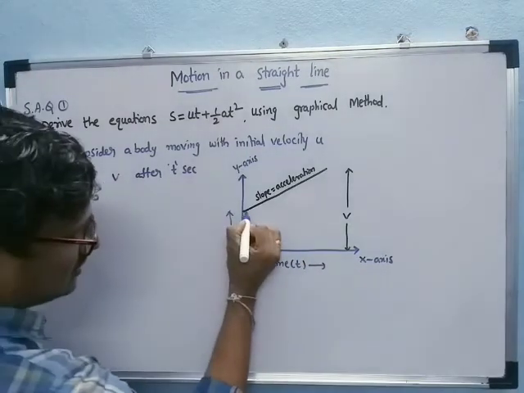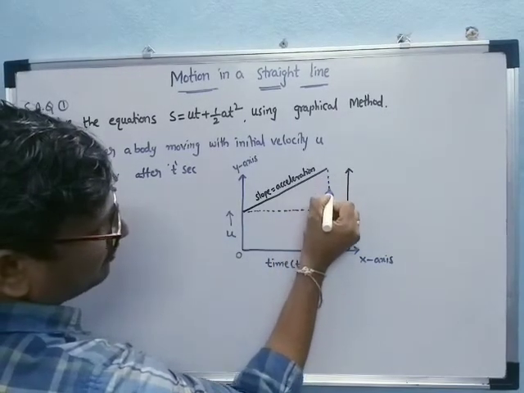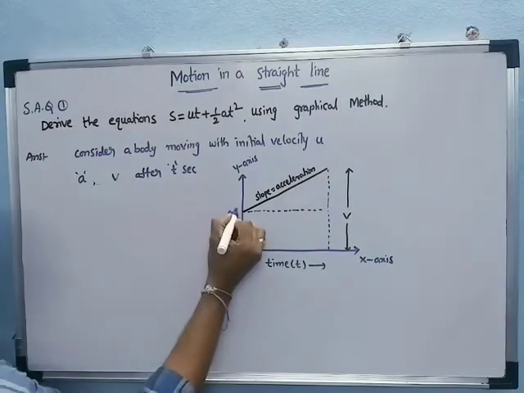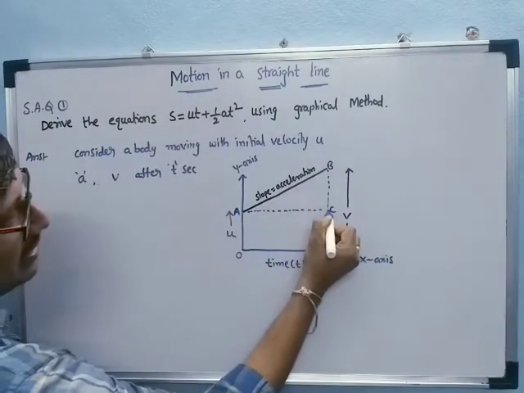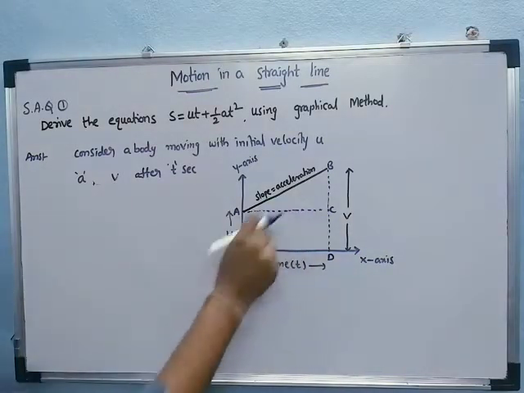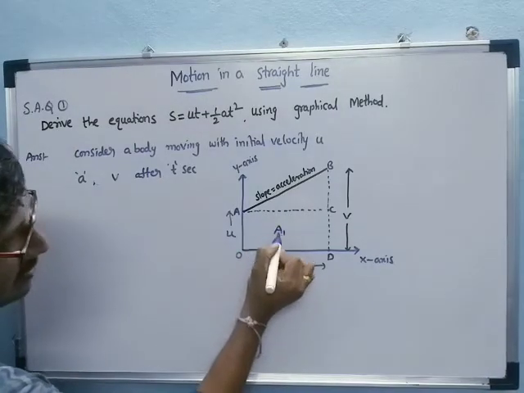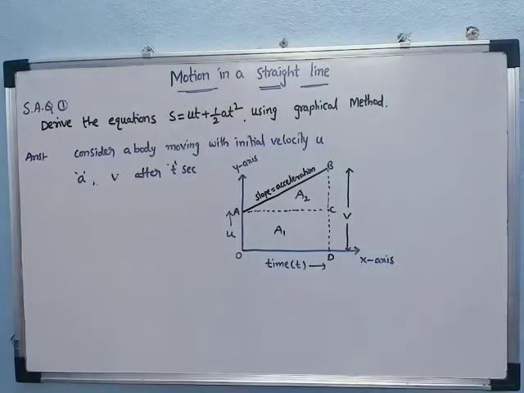Now we can draw this line, and two shapes are considered. This point is A, this is B, this is C, and this point is D. Now here there is area. One is the rectangle, which is considered area A1, and this is the triangle, which is considered area A2.